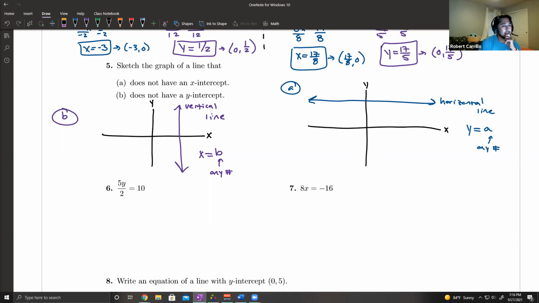Then number 6, I'm assuming since there's no instructions, we're going to solve for y on number 6. So let's go ahead and put that on those. We're going to say solve for y. Okay, and I'll rewrite this equation: 5y over 2 equal to 10. How would I solve for y?